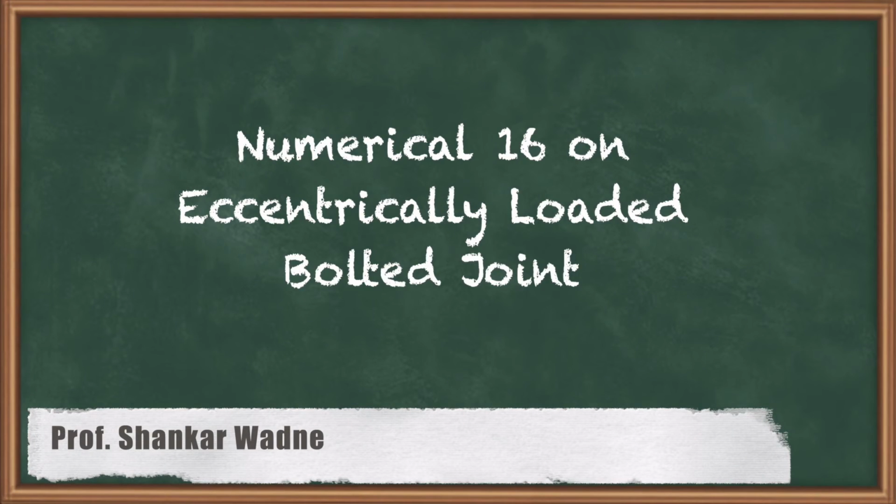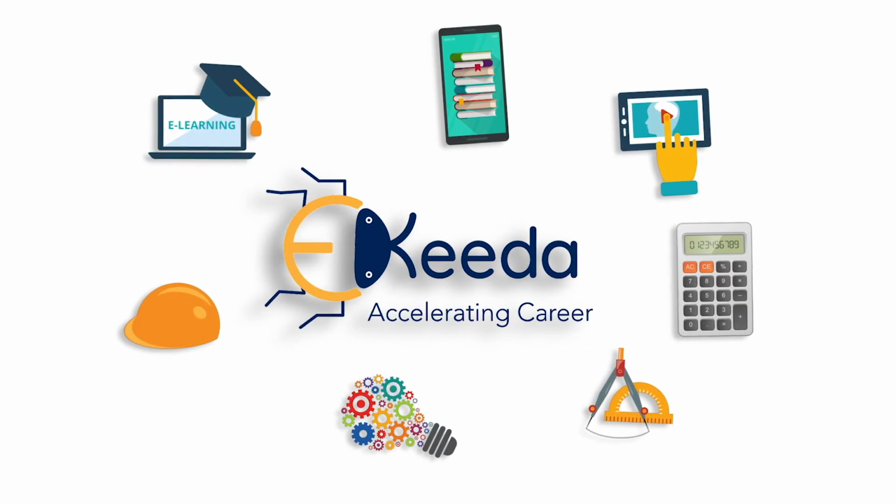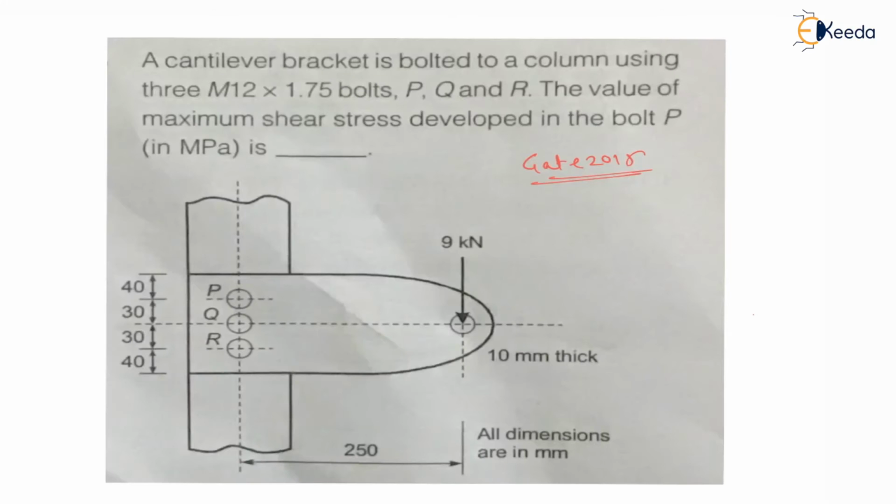Hello my dear students, in this lecture we are going to see one previous year GATE numerical on eccentrically loaded bolted joints. This question was asked in GATE 2015 for 2 marks. Now the question is here, a cantilever bracket is bolted to a column using 3 M12 into 1.75 bolts.